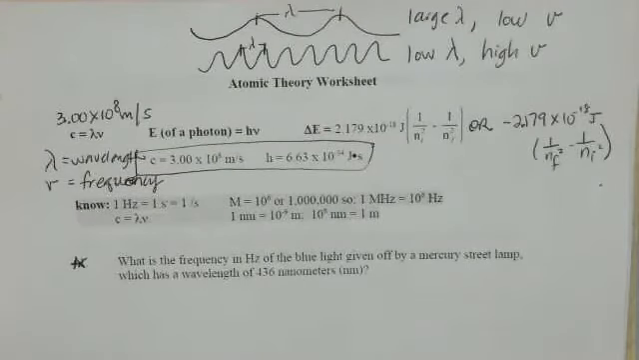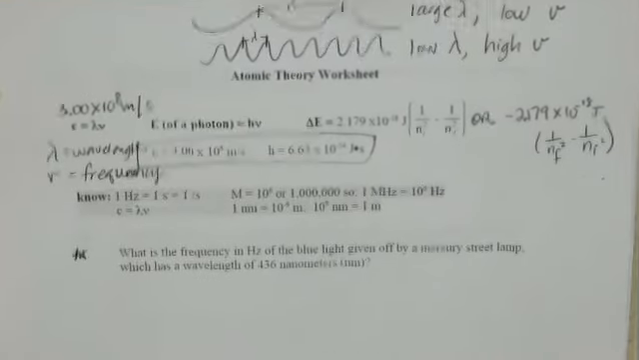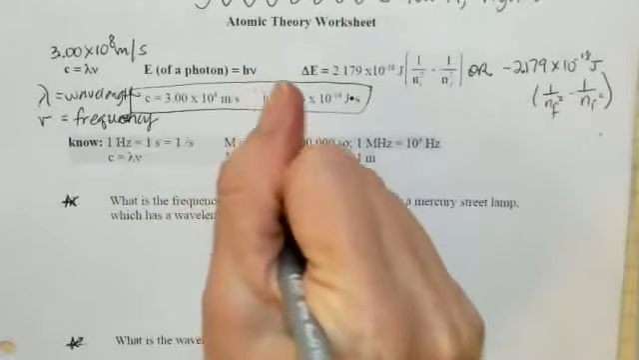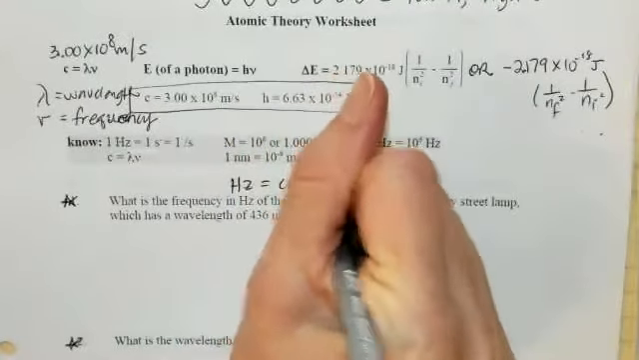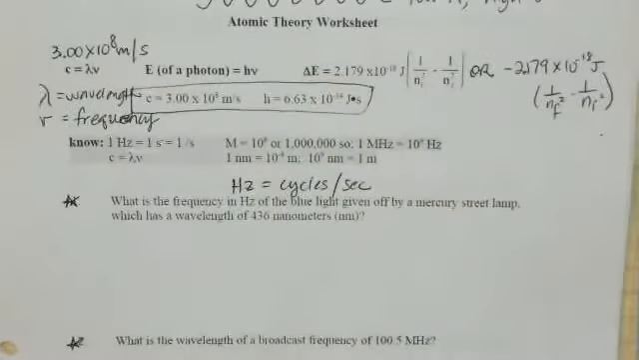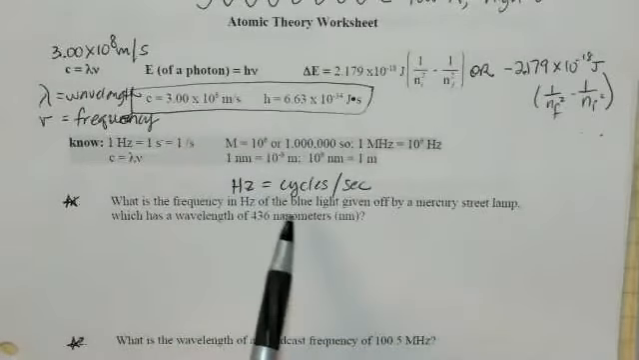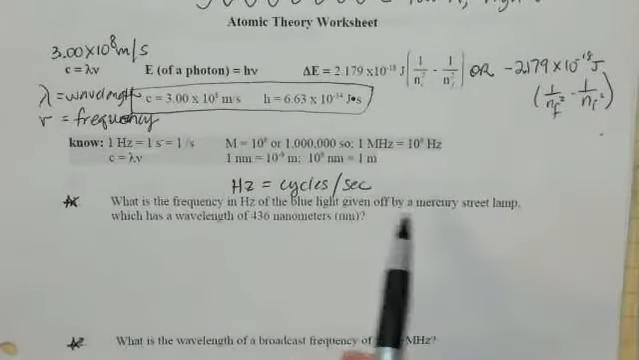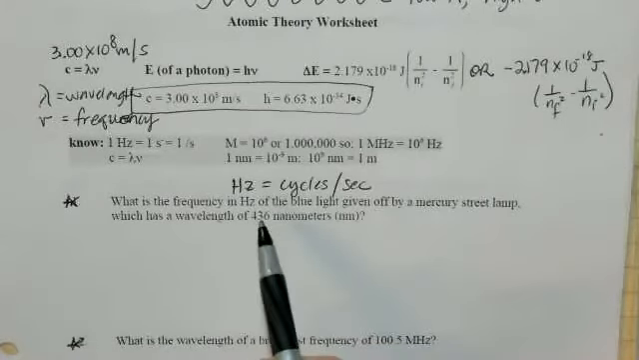Anyway, so problem number one here, it says, what is the frequency in hertz? And hertz, again, is just cycles per second, but a lot of times they even leave out the cycles. They just say per second, which always bothered me. What per second? Anyway, what is the frequency in hertz of a blue light, something in the visible spectrum, probably around 400, 450 nanometers, given off from a mercury street lamp, which has a wavelength of 436 nanometers.